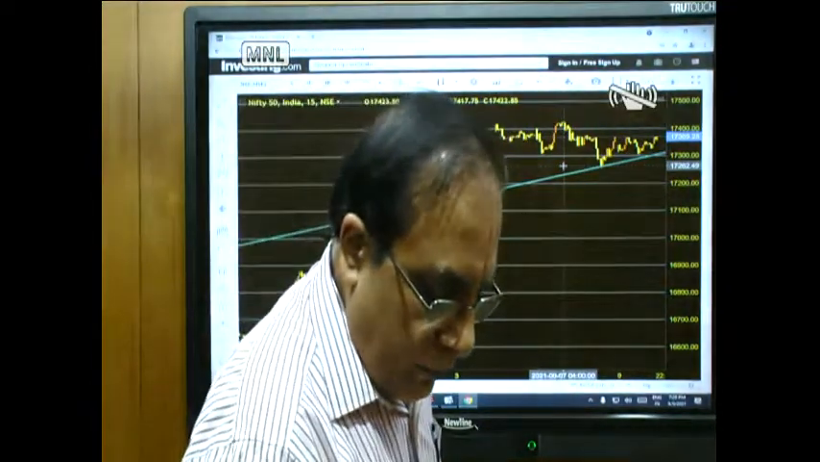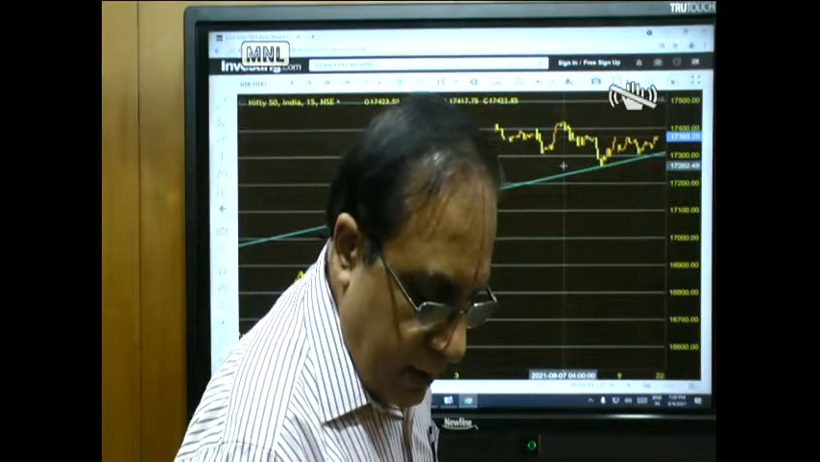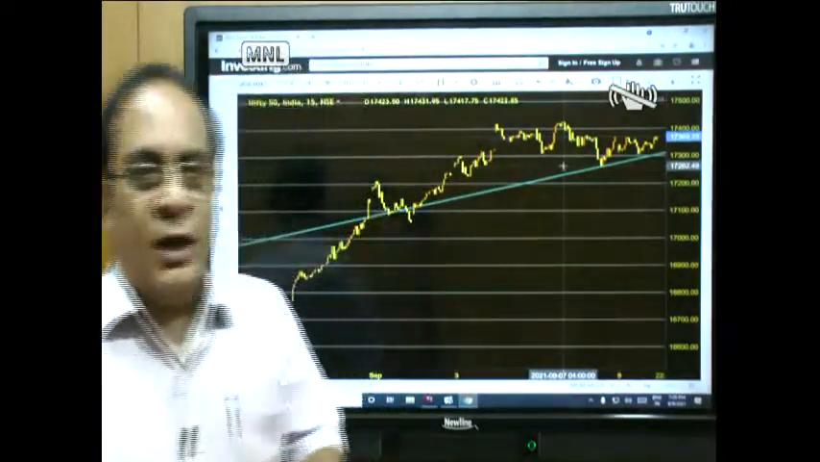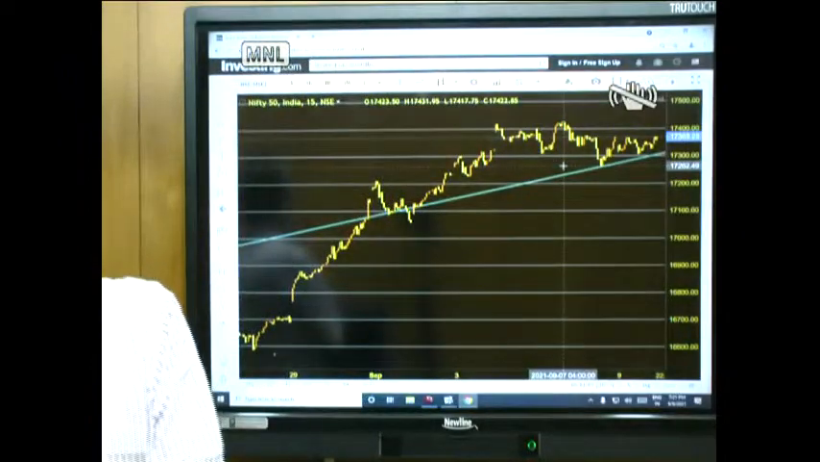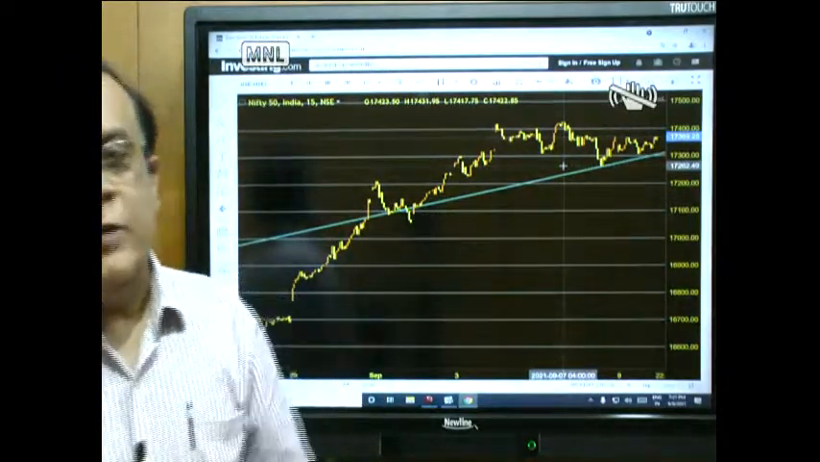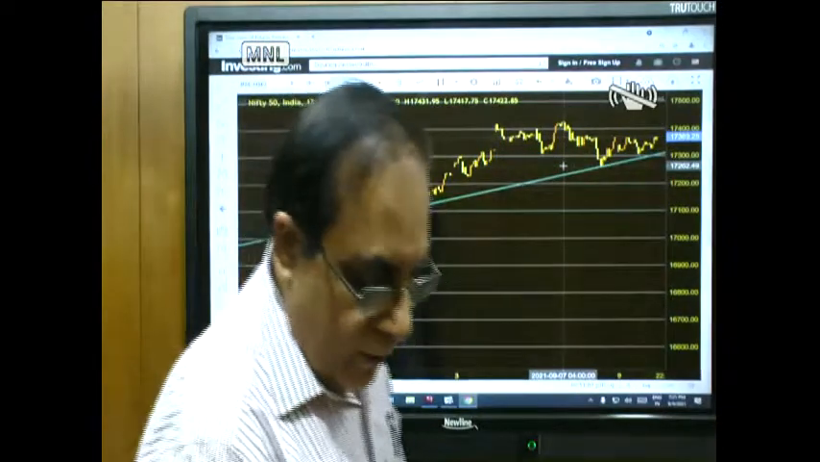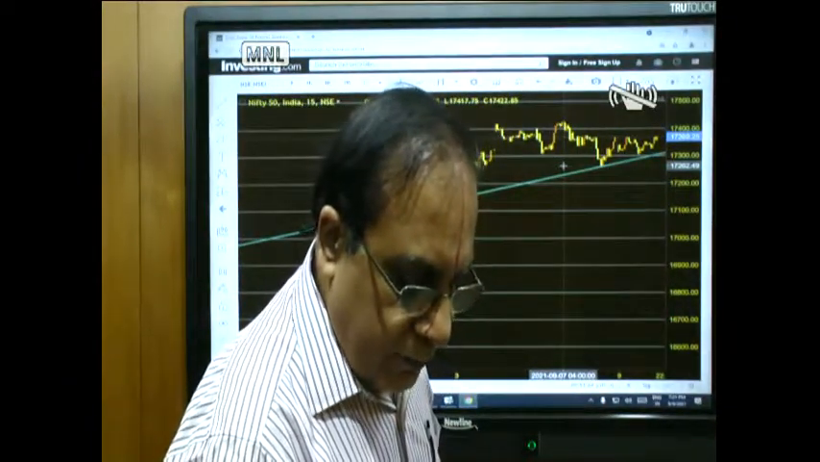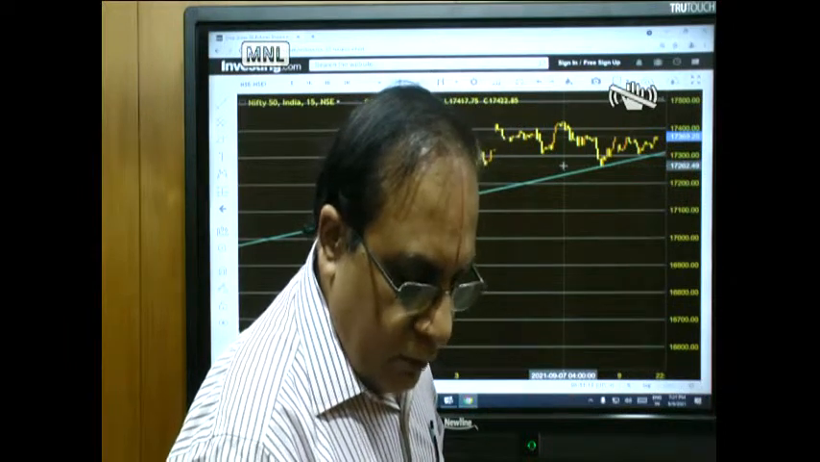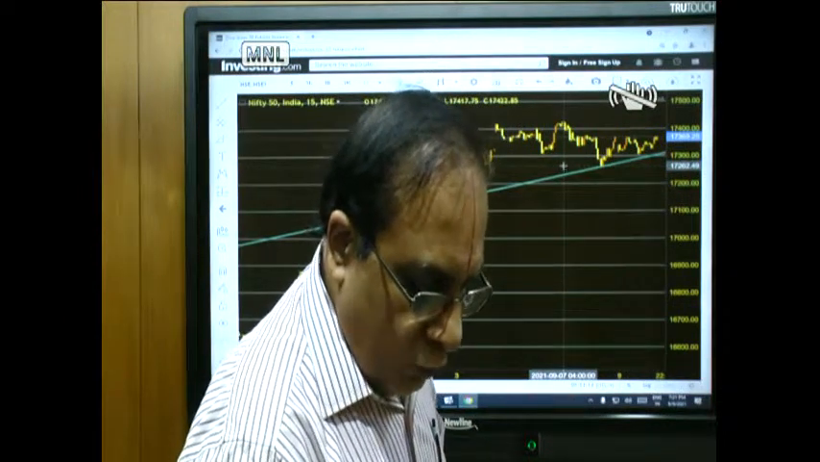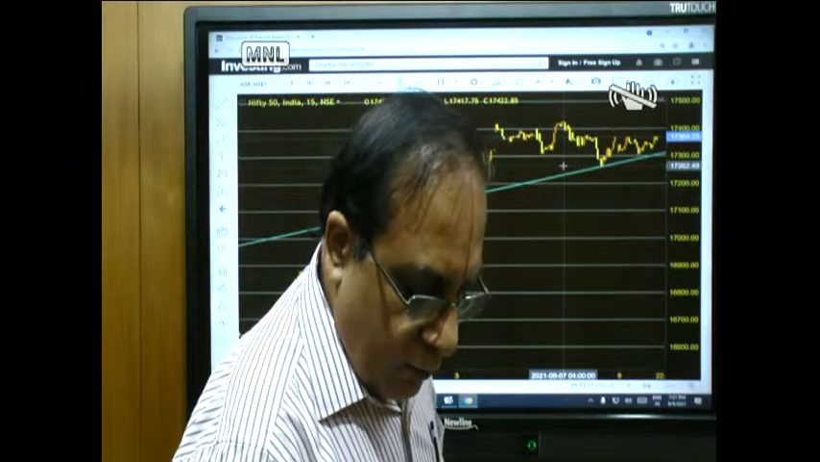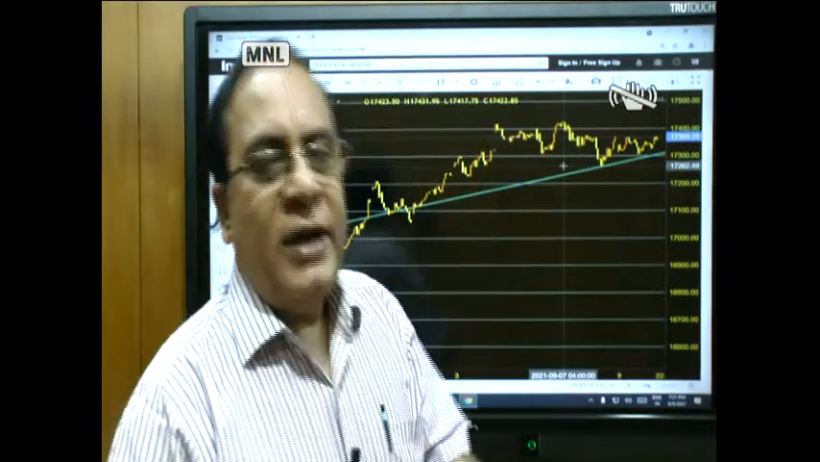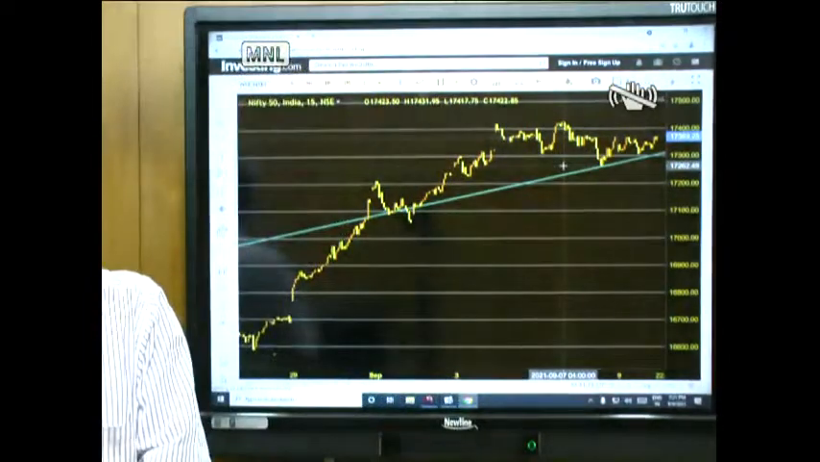So the 88 rupees is the first difference from 17,431. 17,431 minus 88 is 17,343. And here also we have seen 17,343, so 17,343 was one important level. Then we have seen 377 into 0.386, which is 143 rupees. So 17,431 minus 143 is 17,287. So 17,287 is another important level.